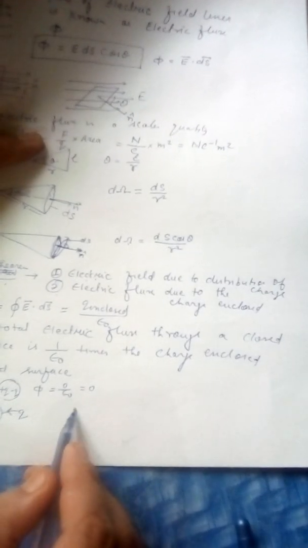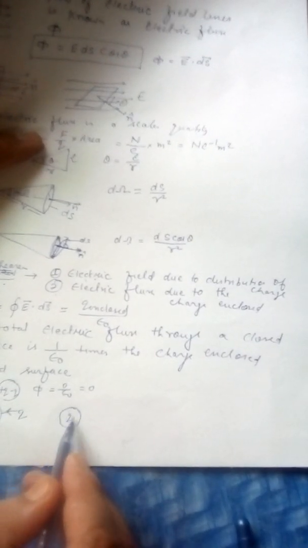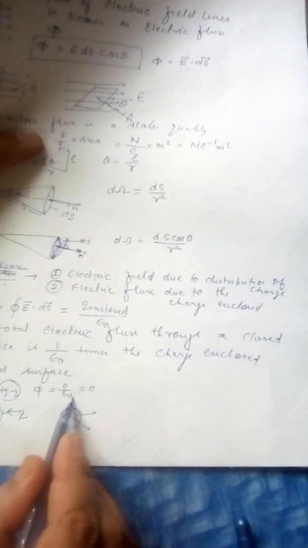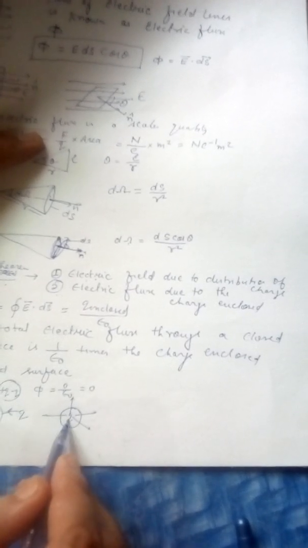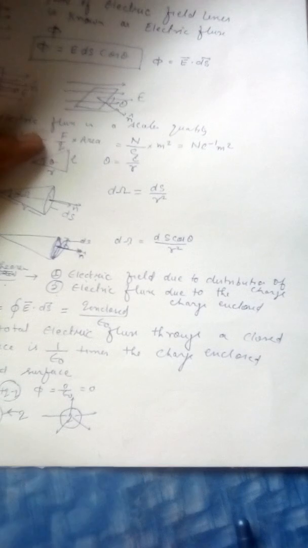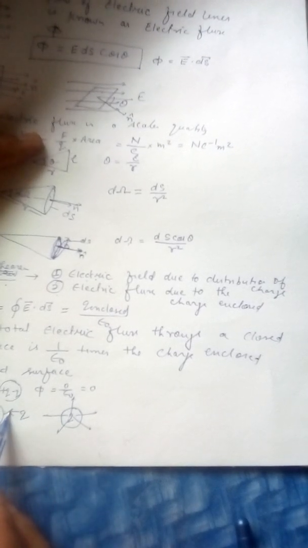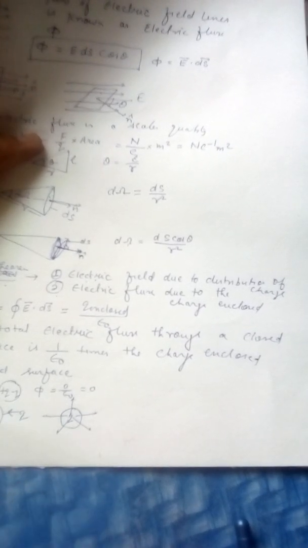But if the charge is inside the closed surface, you can see the field lines are only crossing and going away from the surface. So this charge which is inside the surface will contribute to the flux, and this which is outside the surface will not contribute to the flux.